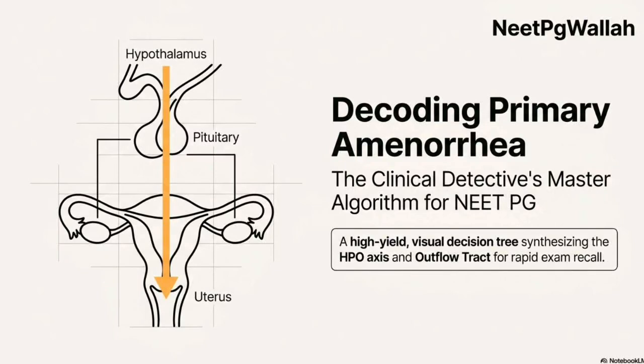Let's dive right in. Before we can figure out what's broken, obviously, we need to know how the normal operation works, right? So let's trace the brilliant top-down flow of the HPO axis, the hypothalamic pituitary ovarian axis. The signal starts way up in the brain at the hypothalamus, travels down to the pituitary, drops further to stimulate the ovaries, and finally it hits its target, the uterus and outflow tract. When a patient comes in with primary amenorrhea, our job as clinical detectives is literally just to figure out exactly where on this vertical highway the traffic jam is happening.